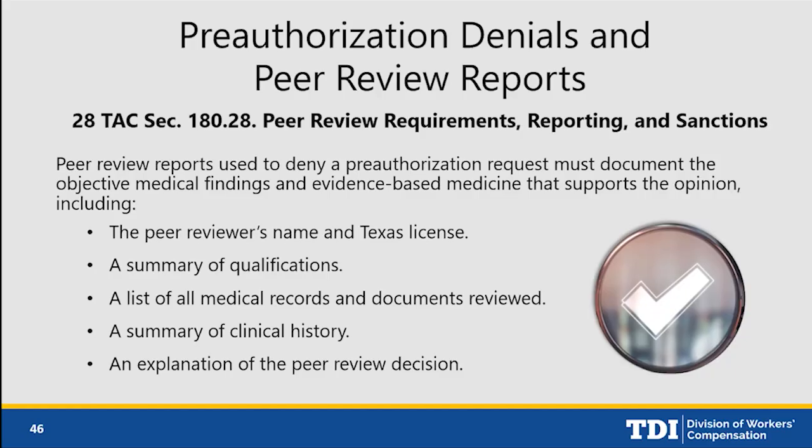Sometimes callers call us on Comp Connection and they say the peer reviewer didn't look at this MRI or this imaging study. Again, they're supposed to look at everything. They're supposed to list everything that they looked at and give you that summary of clinical history as well as an explanation of their decision. So ask for that peer review report. You're entitled to it. So make sure that you have that if they denied you based on that, so that way you know what to address in the future.